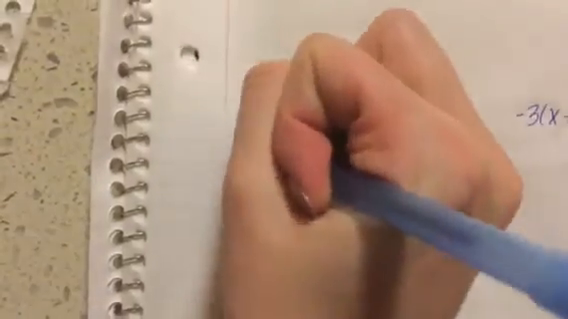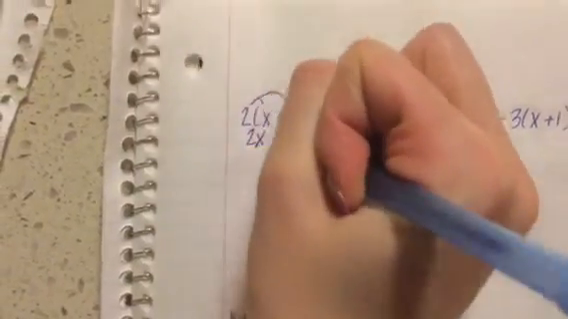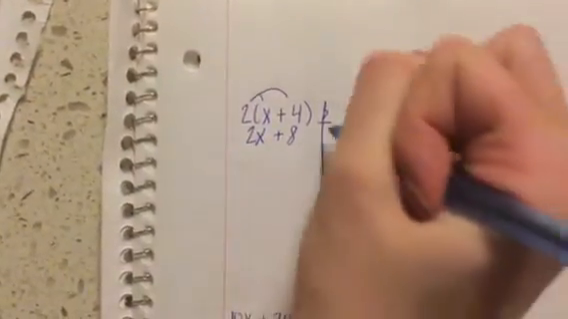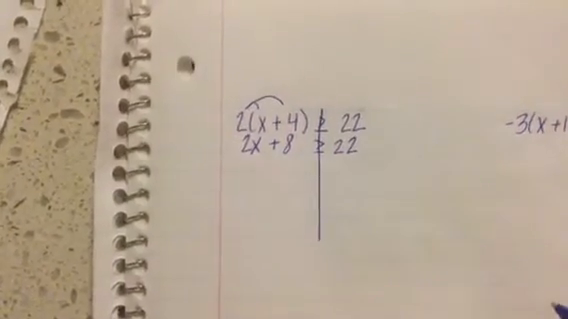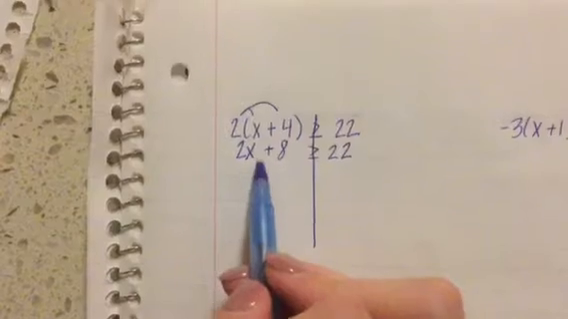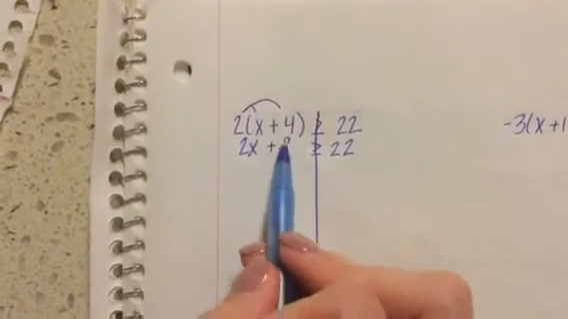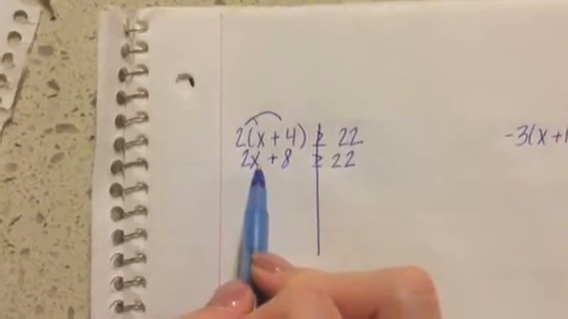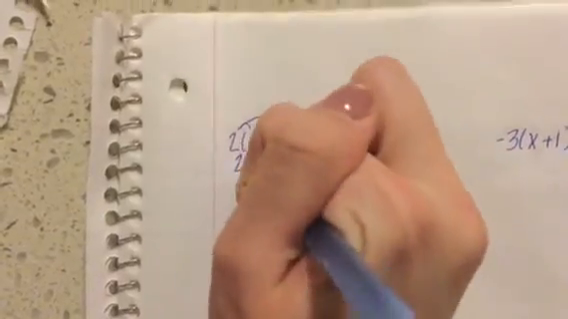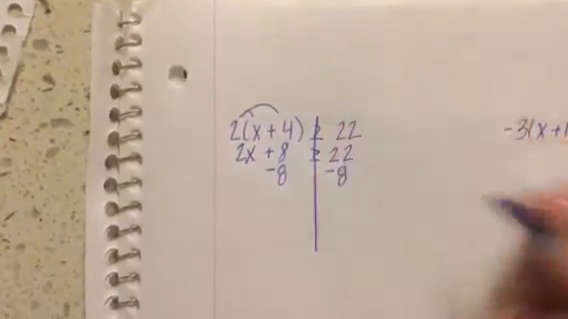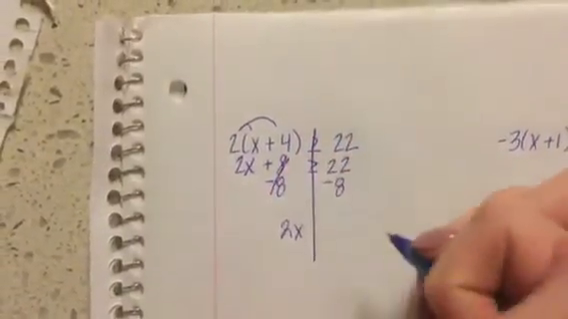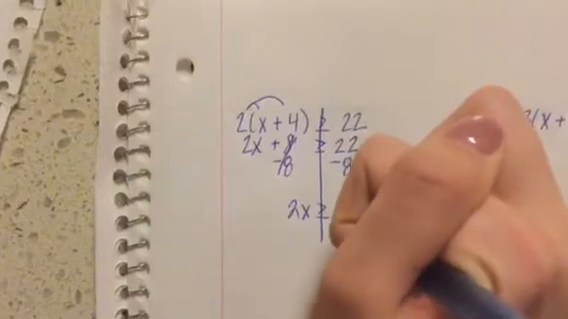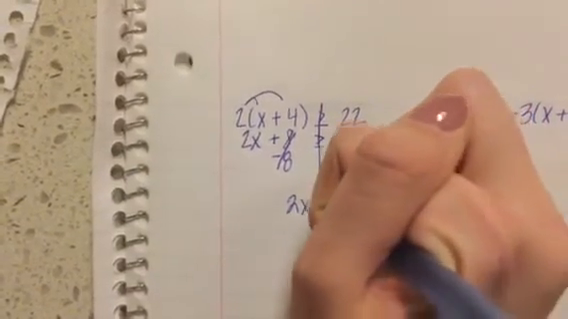So 2 times x gives me 2x. I then do 2 times a positive 4, which gives me a positive 8. I drop down my inequality sign, and I'm left with 22. Now, just like for solving equations, I need to get rid of my positive 8 to get my x by itself. The opposite of positive 8 is minus 8, so I take away 8 from both sides. My 8's are now gone, and I'm left with 2x, my inequality sign, and 16.